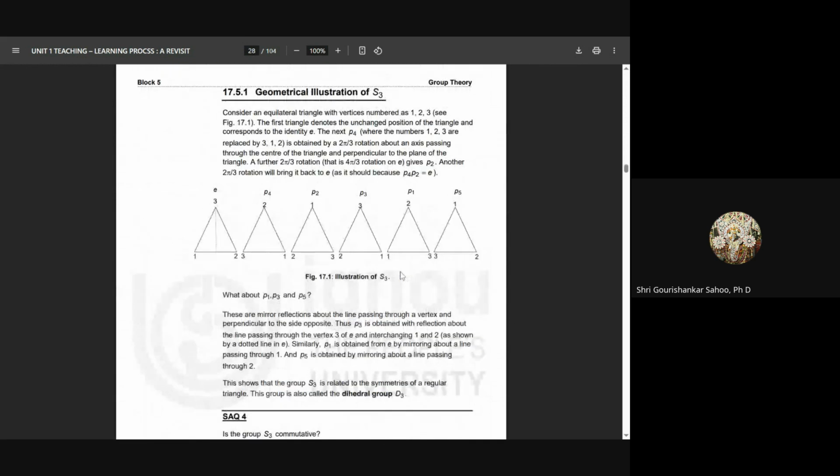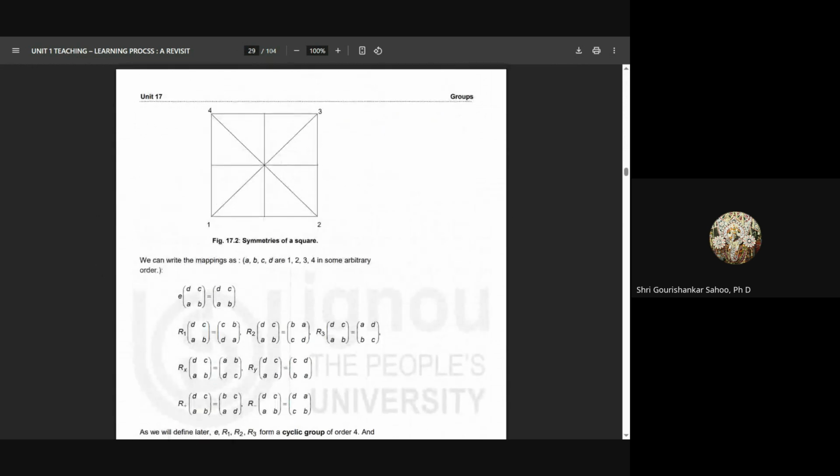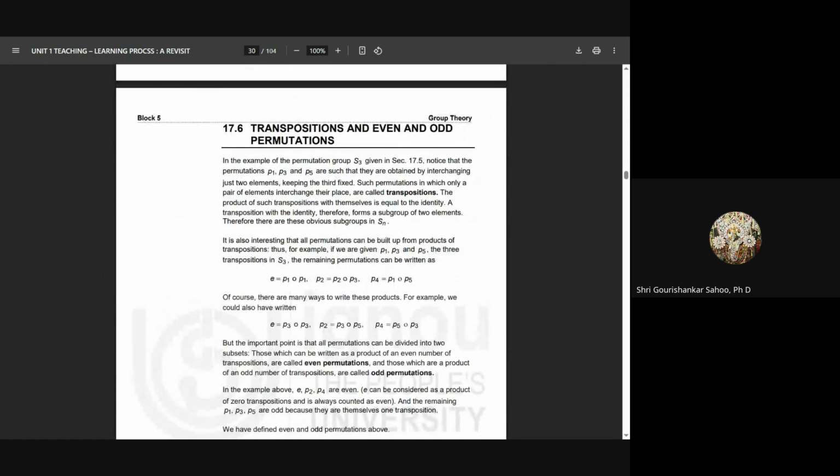Then geometrical illustration of S3 group as shown in the screen. Symmetries of a square you can see in the screen. Then transposition and even and odd permutations. Those which can be written as a product of an even number of transpositions are called even permutations, and those which are a product of an odd number of transpositions are called odd permutations.